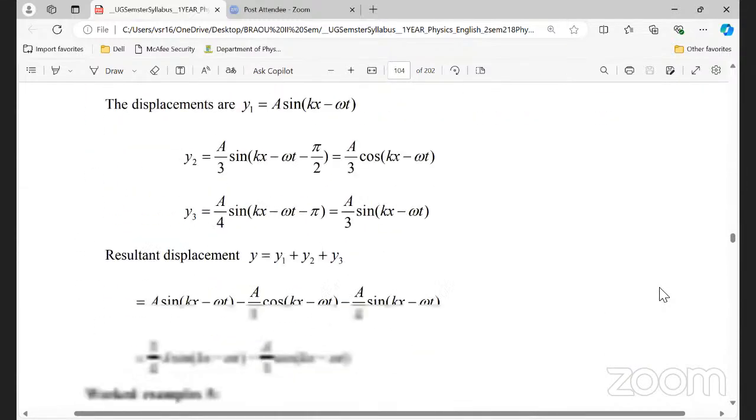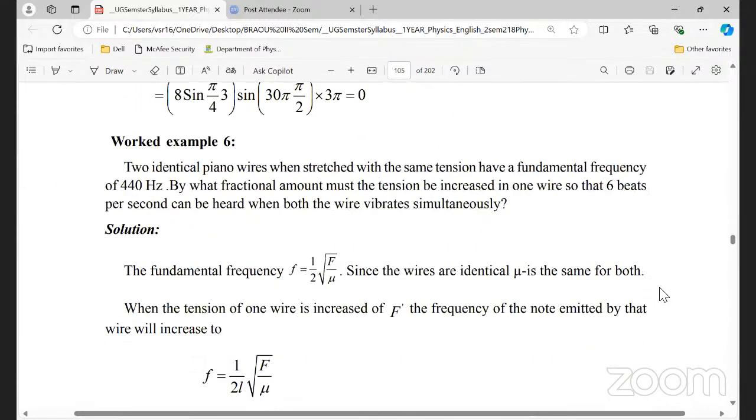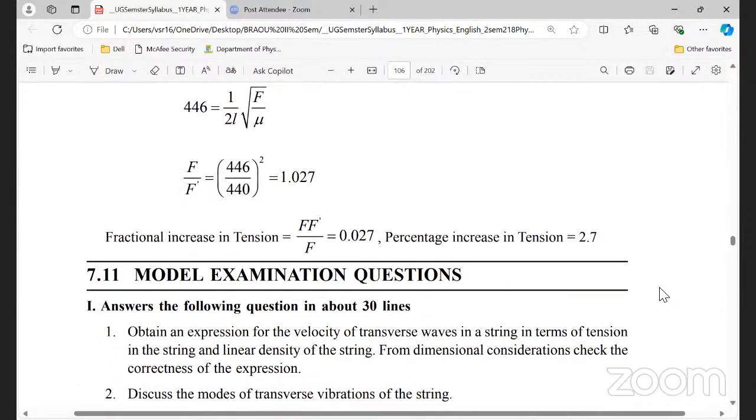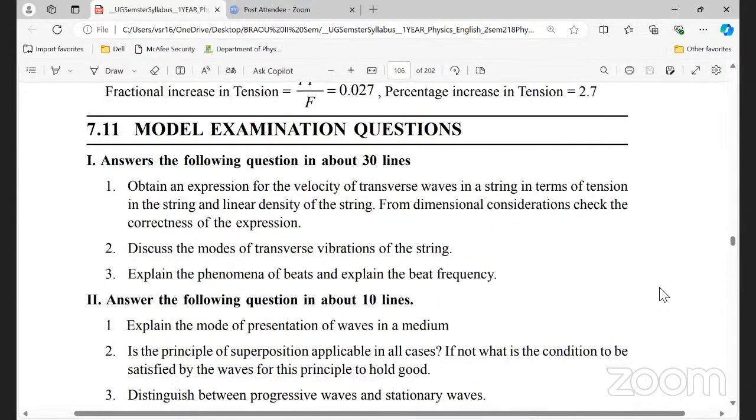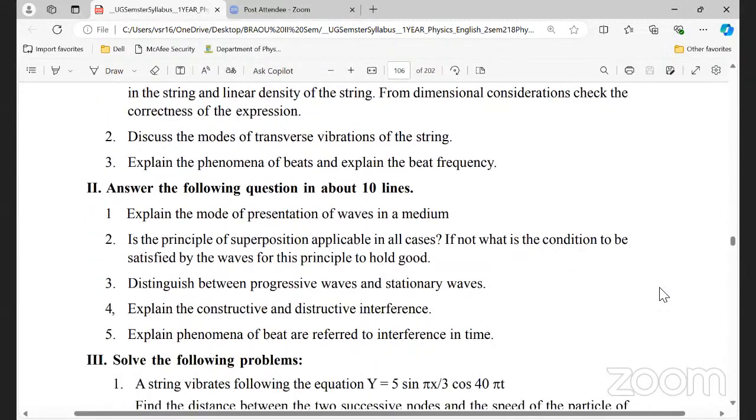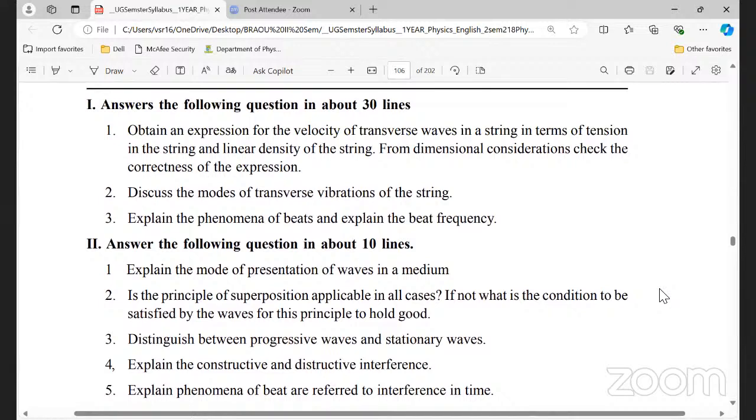Examples are also given in the textbook, you can go for the examples. You can see the questions here. Discuss the modes of transverse vibration of a string. The first one is the velocity of a transverse wave in a string. And the final one is the phenomenon of beats. Explain beat frequency.